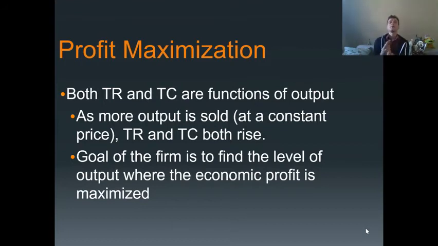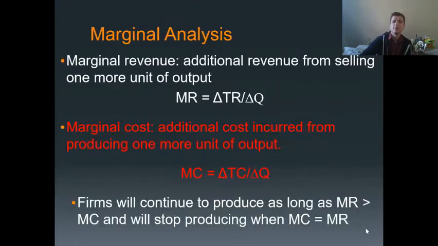Now, if we're looking for profit maximization, so now we're getting down to production decisions. How much of a good or service should a firm produce? For this, you have to do that marginal benefit versus marginal cost analysis. So as more output is sold at a constant price, total revenue and total cost will both be rising. The goal of your firm is to find out where your profit, your economic profit, that is, is maximized.